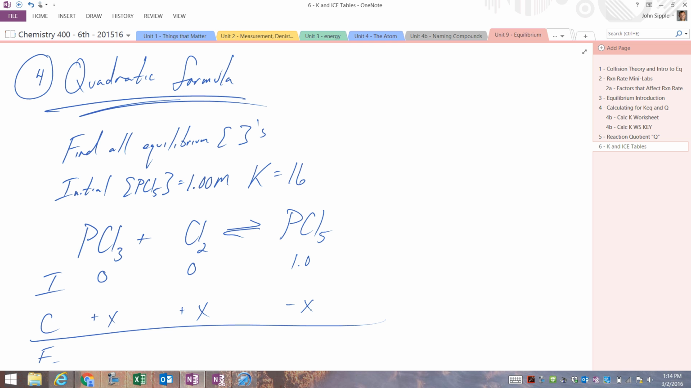Your bank account can be less than 0, but in physical reality, if you have $10 and I give Anthony the $10, I have $0. Can't go negative. We can't have a negative concentration or a negative amount of the physical substance. That makes sense? That's going to help us out when we do our quadratic formula.